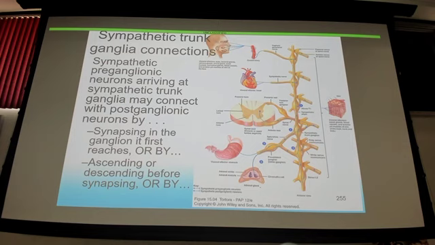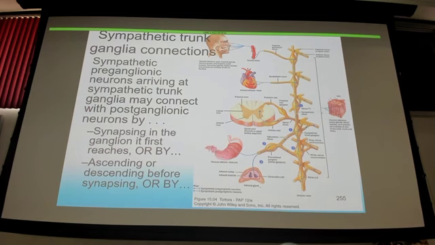Okay. So now we've got to start over again. There's several different ways here. Now here's the other one. I'm a sympathetic preganglionic axon. I leave the spinal cord by the ventral root. I go into the sympathetic trunk. I look up and down. I don't like any of the postganglionics in here, so I'm not going to synapse in the trunk. I'm going to keep my myelination, and I'm going to go to the prevertebral ganglia.